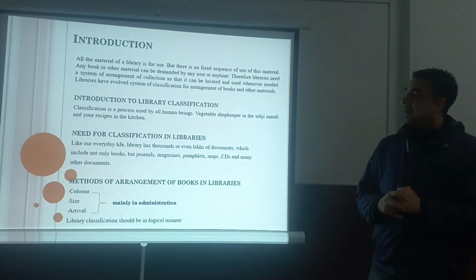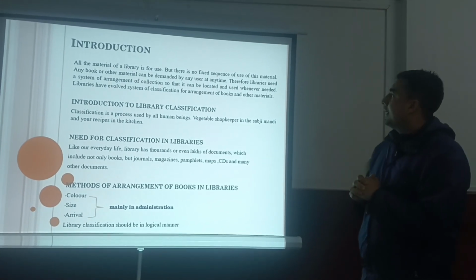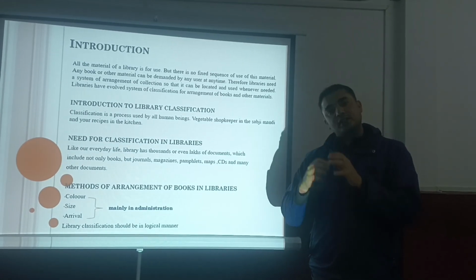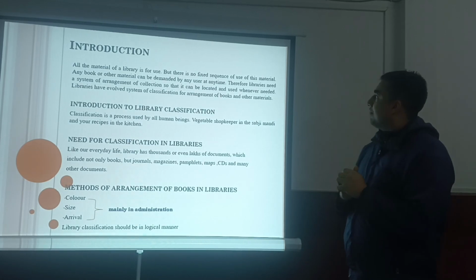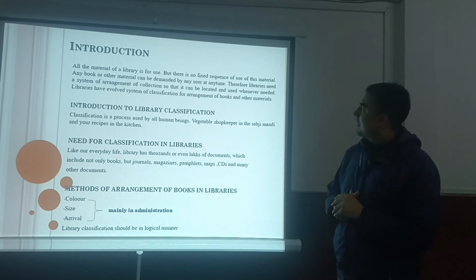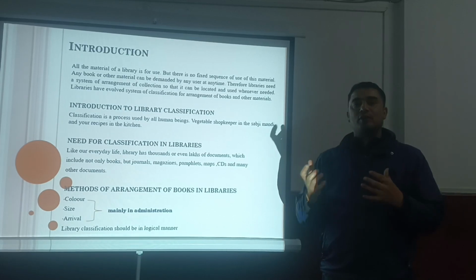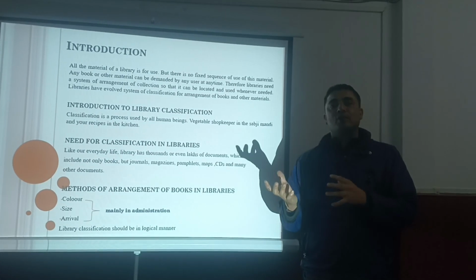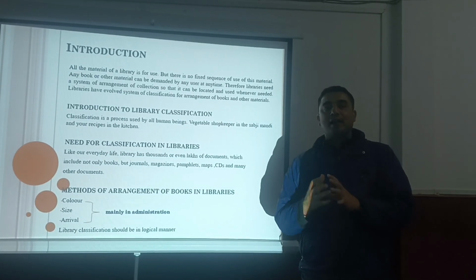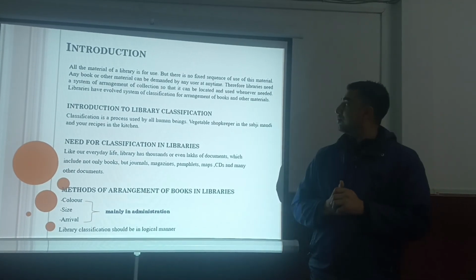All the materials of the library, whether print or digital, are for use. Because it is made for use, we have to use it, but there is no fixed sequence of use of this material. Any book or other material can be demanded by any user at any time. So in most cases, there are many users who are in need of a particular book among thousands of books. At that time, if it is not organized, we will not be able to provide that book to the user.